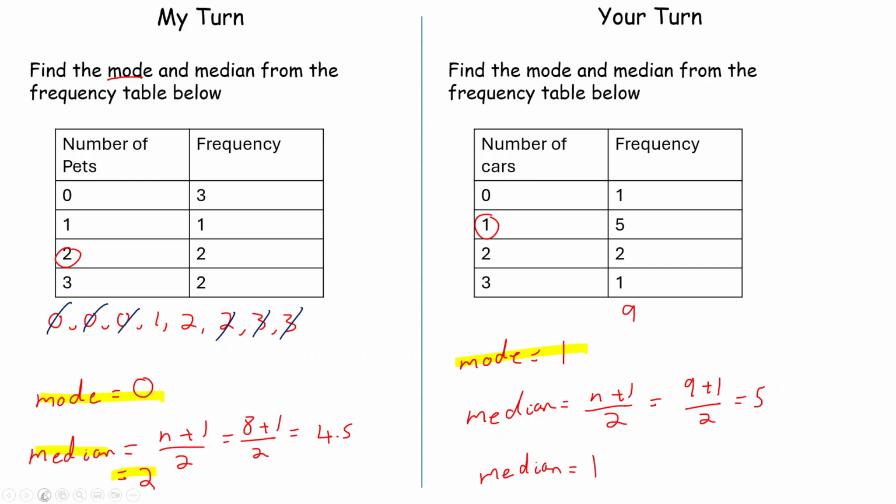Okay, good. So that's it for looking at the mode and median from frequency tables. We'll look at the mean, I believe, in the next video.